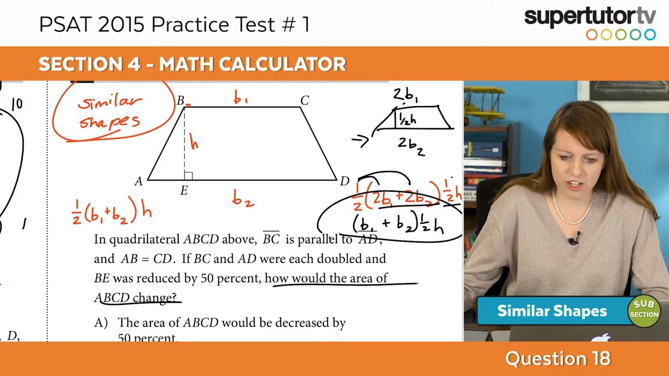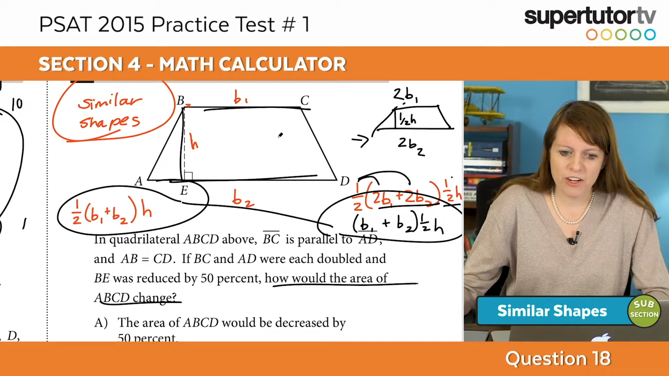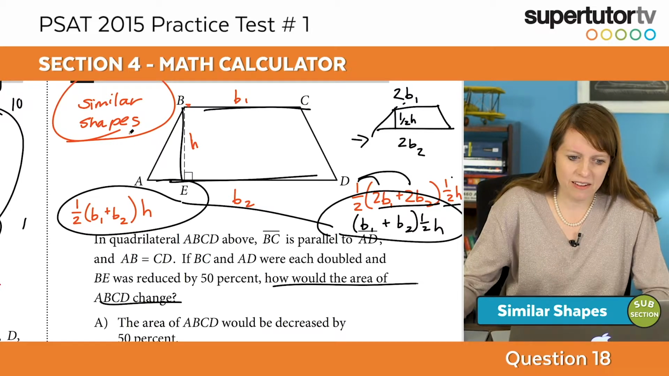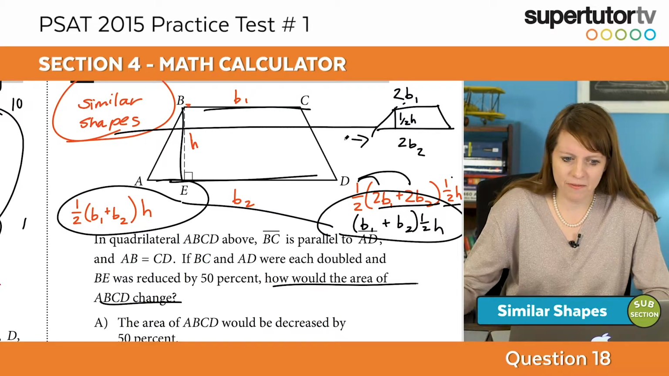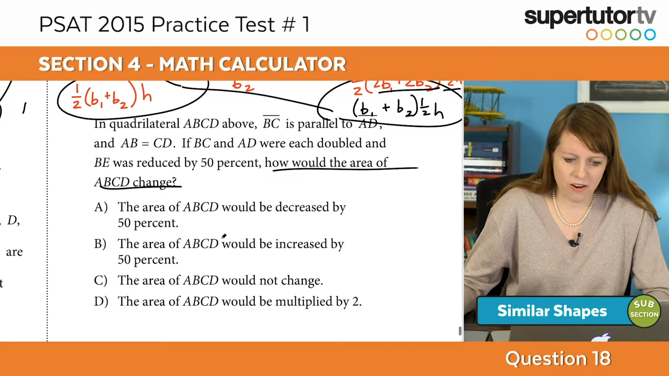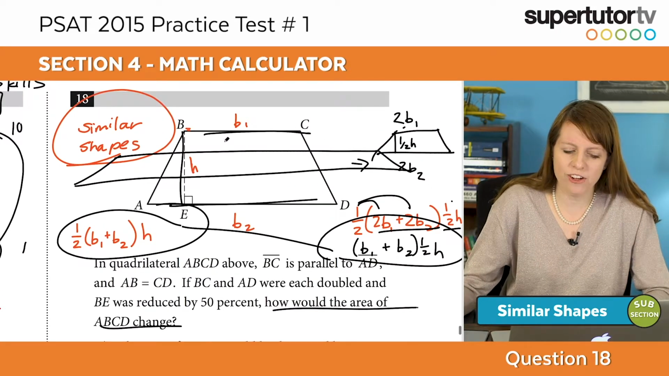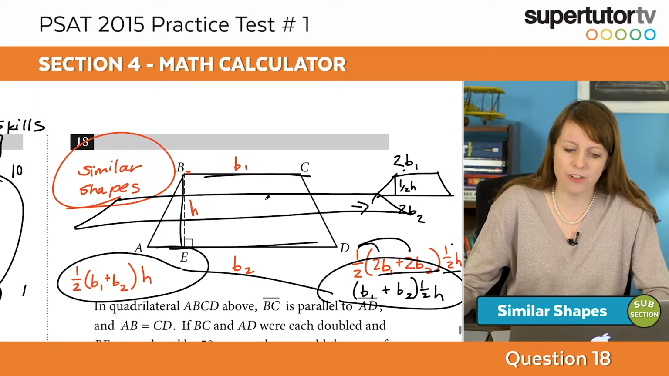Check this out, guys. Do you see how this and this are actually identical? So if I double this and I double this and I half this, guess what? My new crazy trapezoid that's going to be really long and skinny, something like this, is going to have the same area as this trapezoid. So the area would not change. And that's it. It's that simple, but you just use that algebra knowing the area of a trapezoid.